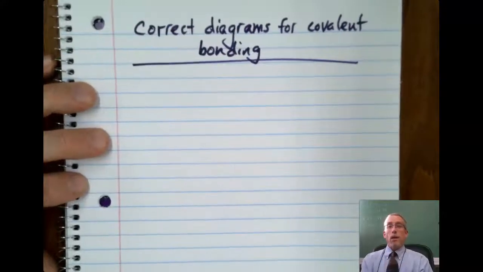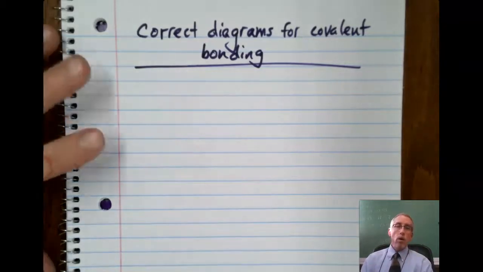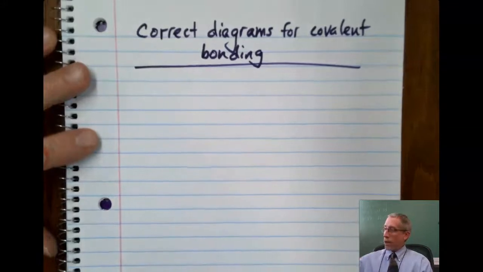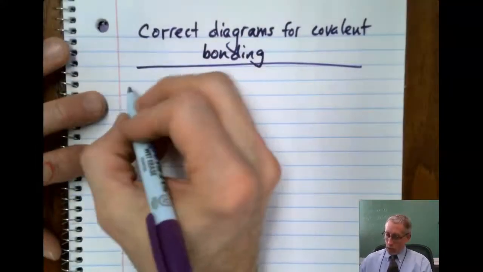So someday you may take a chemistry class where your teacher will expect you to draw these yourself, but I think in this class I'm just going to have you recognize when a drawing is correct or not, so you can pick out one that works from ones that don't work. So there are 2 requirements to know if you have a correct diagram for a covalent bonding. Here's the requirements.